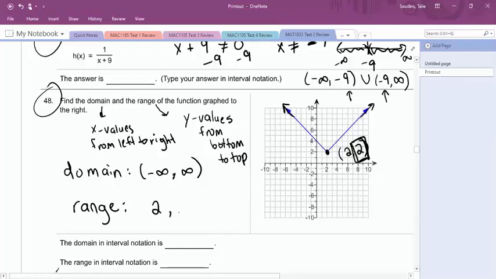Infinity. Infinity, good. And then what symbols would we use? Parentheses or brackets, or what would we do? Bracket, and then a parentheses by the infinity. Good, so always parentheses with the infinities, and then with the 2 would be a bracket, because there was actually an ordered pair there on the graph. Good.